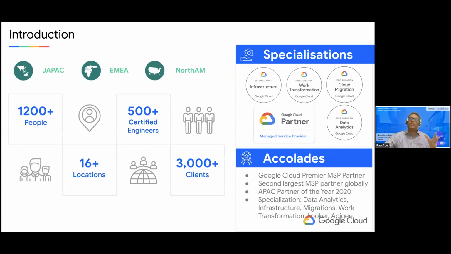This is basically certifications that are given by Google to tell us that we are capable of doing these four migrations, or sorry, four certifications. We are, like I said, a Google Cloud Premier MSP. We are the second largest MSP partner globally for Google, which means that we have beaten a lot of the larger organizations who have maybe 10, 15 times the number of resources that we do. We have been APAC Partner of the Year for 2020 as well as 2021. And like I mentioned, the specializations are data and analytics, work transformation, as well as migrations.